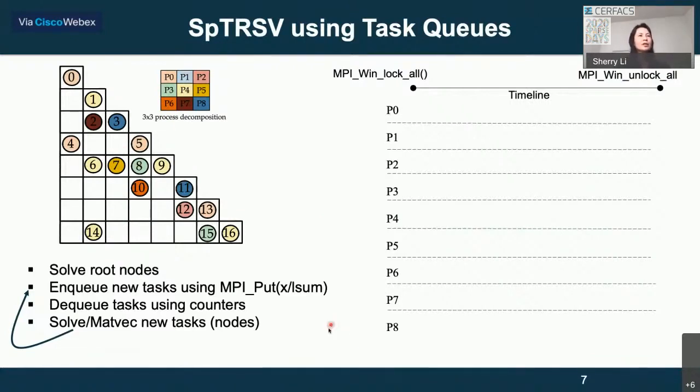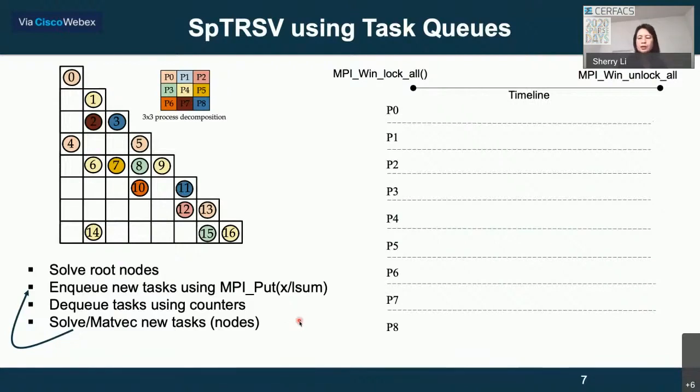So the operation is you solve the root nodes, which are the free ones without dependency, and then you enqueue the new tasks using this MPI put. And then the receiver, every processor will dequeue a task; there's a counter to know how many tasks I have remaining to do. Then you just dequeue a task, and you either do the solve or the matchback depending on the message. Then after that, you go back, enqueue the new one and do the local computation.